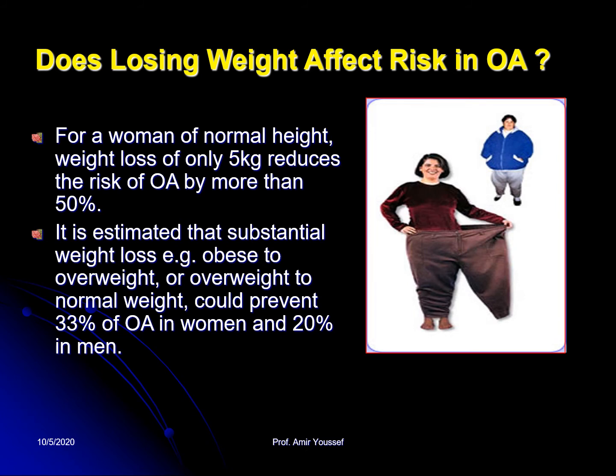Does losing weight affect risk in OA? For a woman of normal height, weight loss of only 5 kg reduces the risk of OA by more than 50%. It is estimated that substantial weight loss, for example, obese to overweight or overweight to normal weight, could prevent 33% of OA in women and 20% in men.